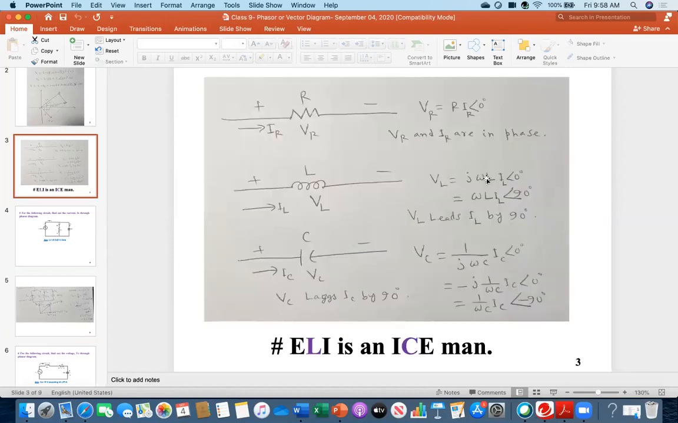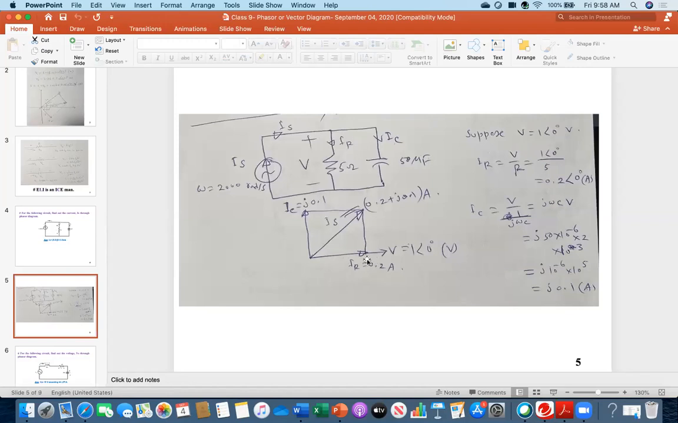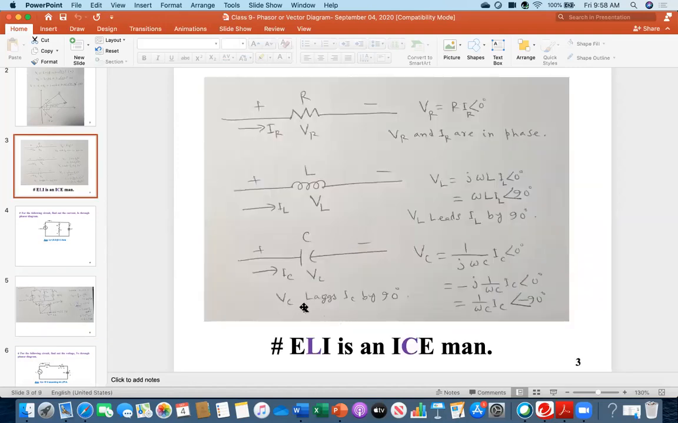That is my conclusion. In case of resistance, VR and IR are in phase. This is always true, always the same conclusion. So that's why I drew IR in the same direction. And then what is the relationship between this voltage and the current? We learned that in case of the capacitor, VC lags IC by 90 degrees. In other words, IC will lead VC by 90 degrees.